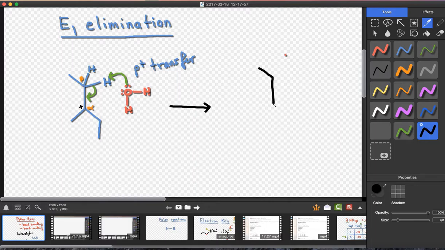The product is going to be an alkene. And in this particular case, the highest priority on this side of the pi bond is the methyl group, and on this side is the ethyl group. This is an E, or trans-like alkene.